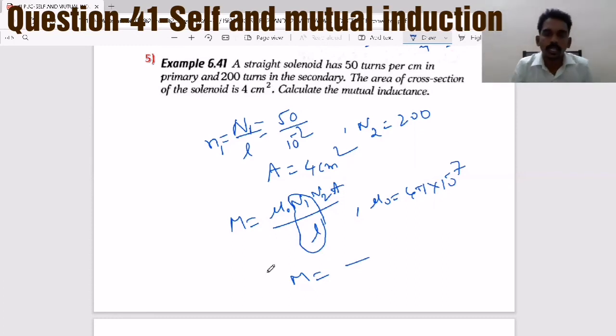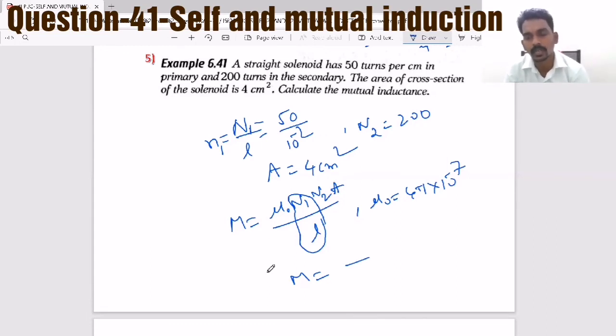Sometimes, very rarely, they'll ask a question based on combination of inductors, like series and parallel. Formulas are similar to resistors. Like in series connection, L equals L1 plus L2, and in parallel connection, 1 by L equals 1 by L1 plus 1 by L2.